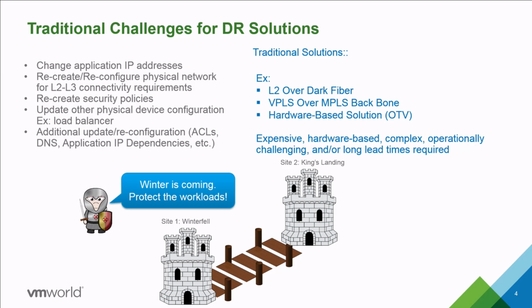And when we look at these traditional challenges, what are some traditional solutions? You have things like L2 over dark fiber. Now you have to concern yourself about loop avoidance issues, VPLS over an MPLS backbone, right? Complicated, requires some lead time. You might have a hardware-based solution like OTV. Now you need the same hardware on both ends. And really all of these solutions are only focusing on the network. They're not really solving all the problems and traditional challenges that we have. So they're expensive, hardware-based, complex, operationally challenging, and as I mentioned, may require long lead times.